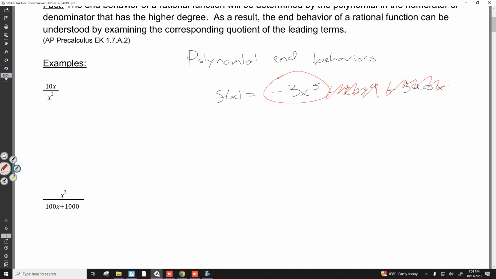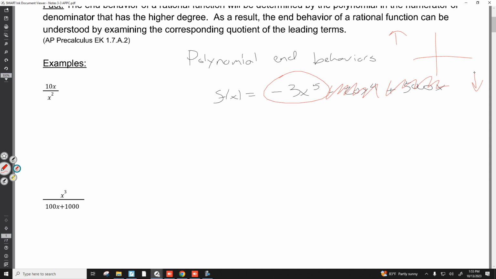We did our little investigation where we had to zoom out and realize, yes, it is our biggest degree term that matters when we're talking about the ends. Now, when we're talking about the ends, we're talking about plugging in x's that are very, very big. And what we get are arrows to the left and to the right, where our polynomial is going to end up. It's going to end up going to the left and up and to the right and down.